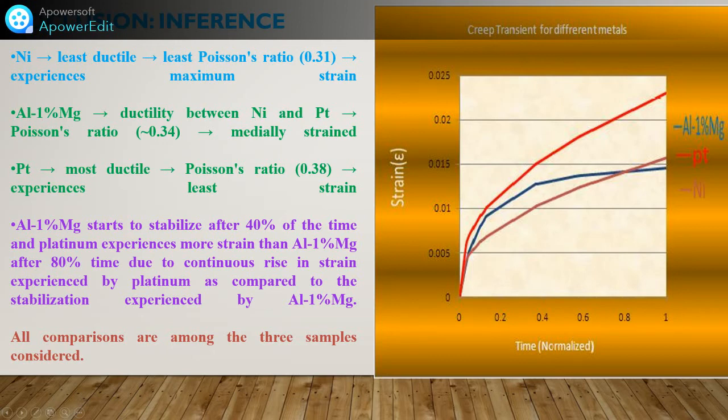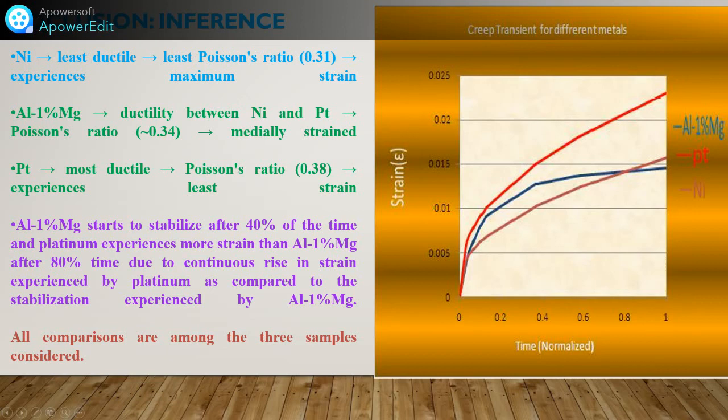2. Second conclusion: aluminum and aluminum with 1% magnesium show ductility between nickel and platinum, with their Poisson's ratio near about 0.34. It shows medially strained. 3. Third conclusion: platinum shows the most ductility, with the highest Poisson's ratio, and it experiences the least strain.